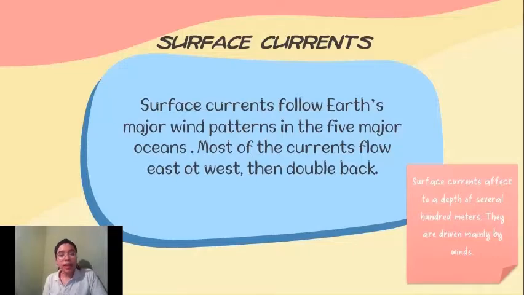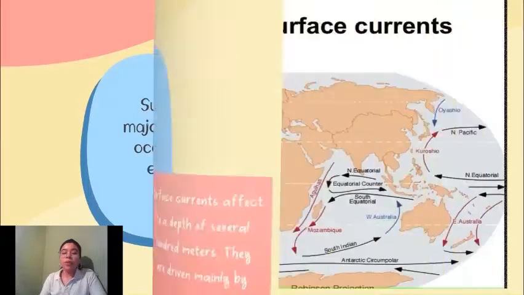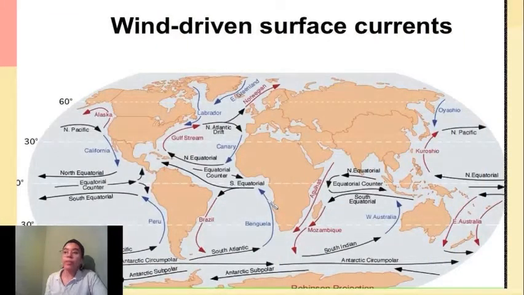Surface currents. Surface currents follow Earth's major wind patterns in the 5 major oceans. Most of the currents flow from east to west. Then they double back. Surface currents affect to a depth of several hundred meters. They are driven mainly by winds. So the surface currents follow the Earth's major patterns.